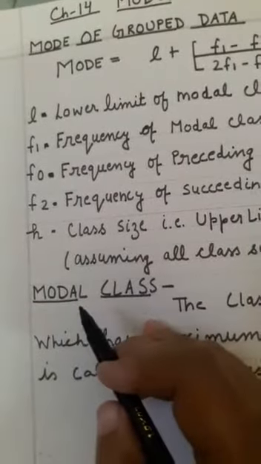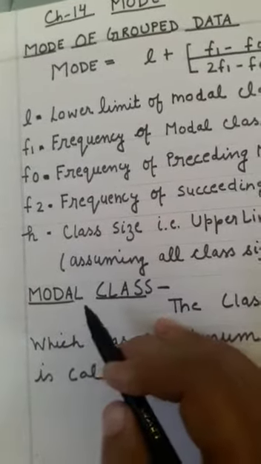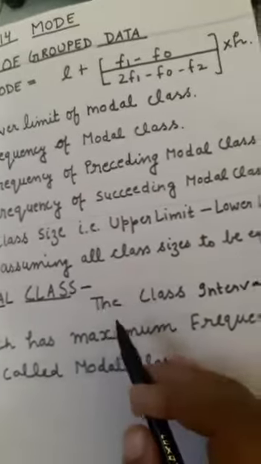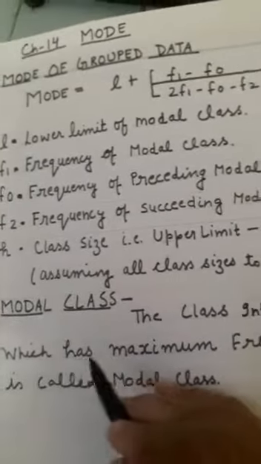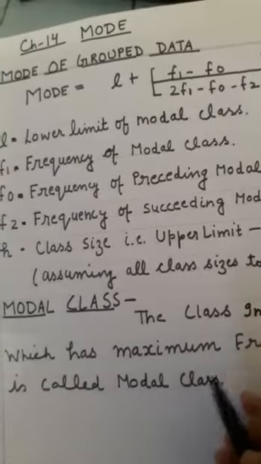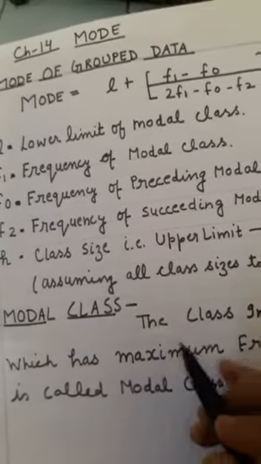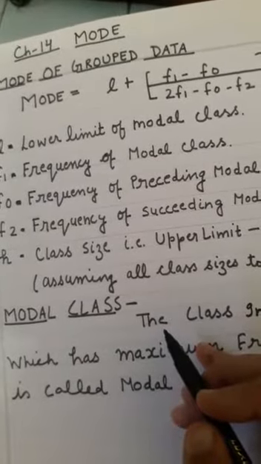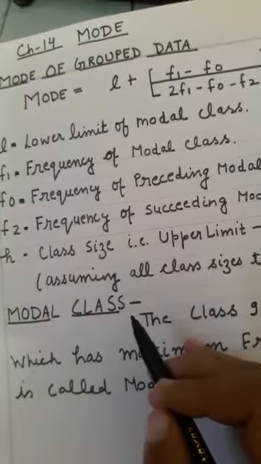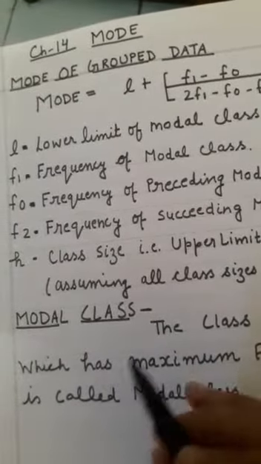Now, when we solve the mode, first of all, we find out the modal class. How to find out the modal class? The class interval which has maximum frequency is called the modal class. So first of all, we see which is the highest frequency and in which class it comes, that will be the modal class. Now we will solve further.